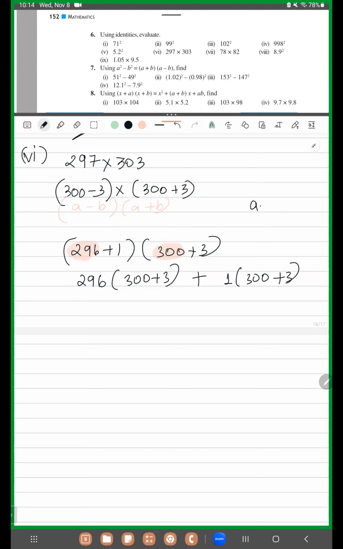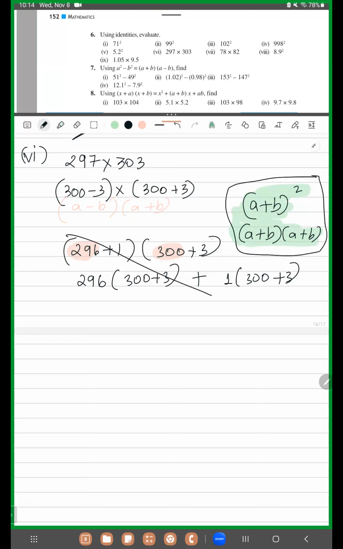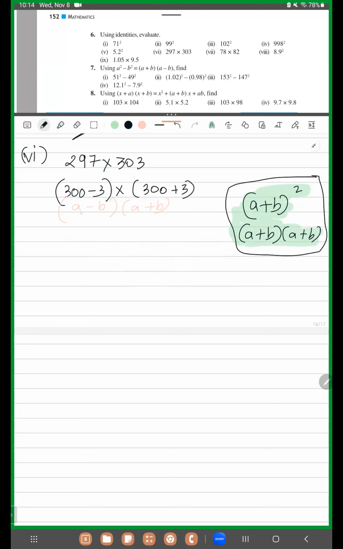What happens in a plus b whole square? A plus b whole square means a plus b multiplied by a plus b. The same a and the same b. Okay, these two brackets are exactly the same. So you cannot apply this technique here. So this will be a minus b, a plus b. Here your a is 300, right? And your b is 3.